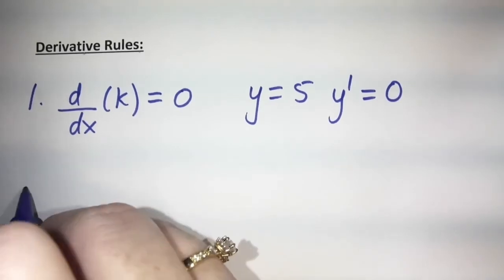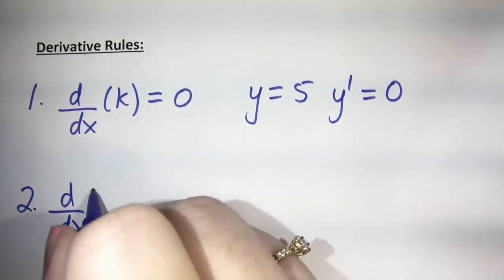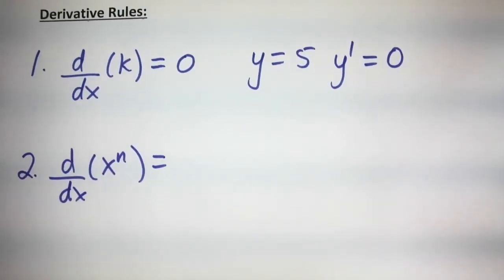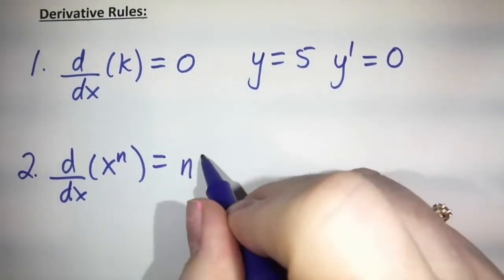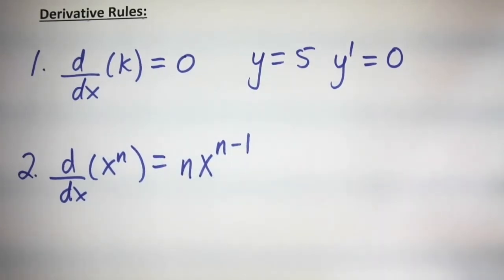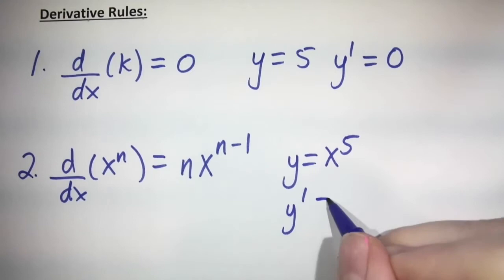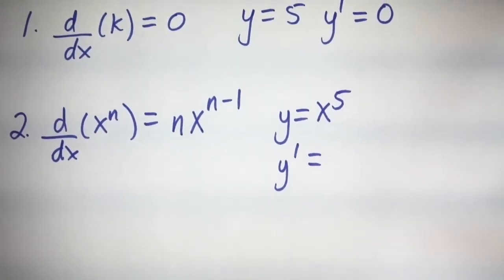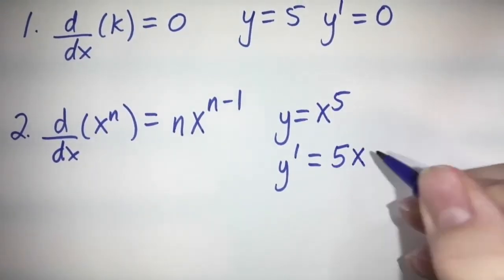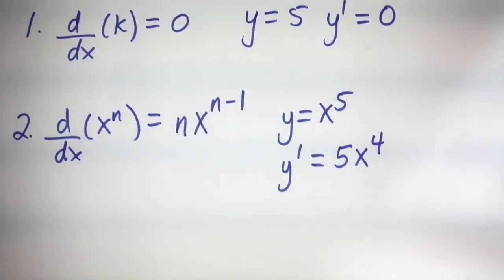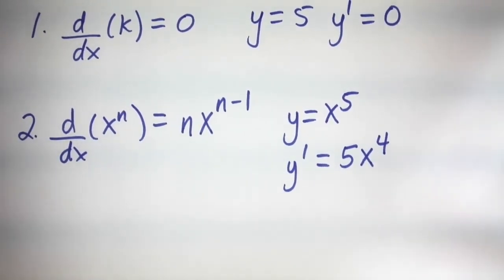The second rule that we have is d by dx of x to the n. Any power of x here, x to the n, would be n out in front, x to the n minus 1. So if we have y equals x to the 5, then the derivative, y prime, would be 5 out in front, x to the 5 minus 1, which would be x to the 4. So our derivative is 5x to the 4.